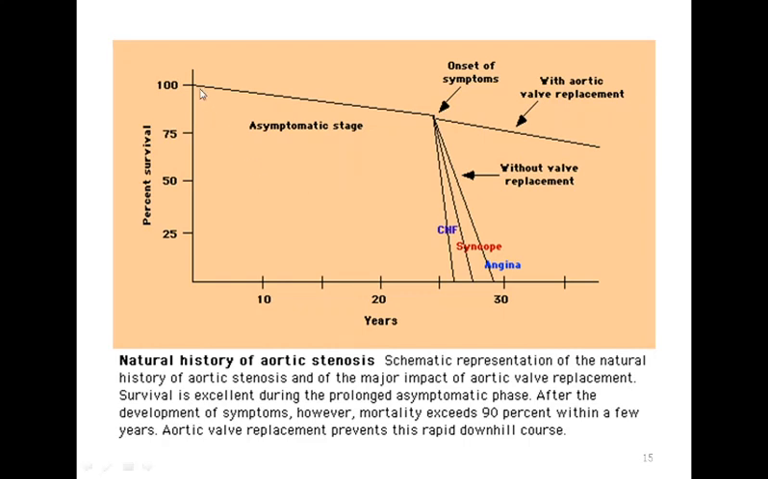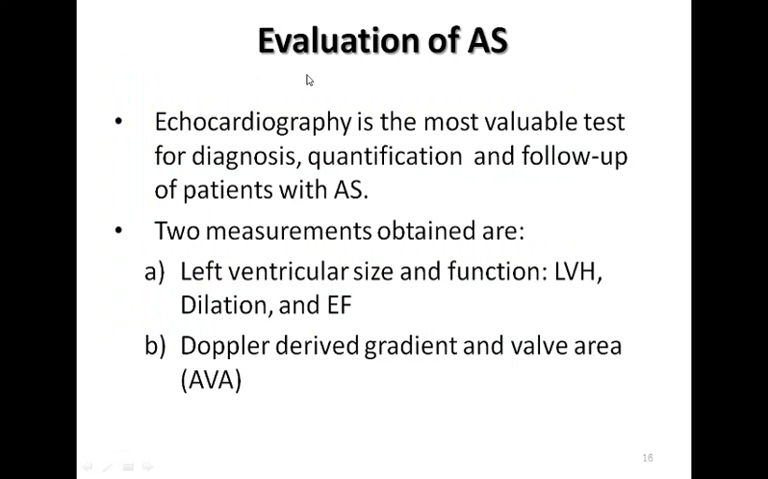What happens when the patient is asymptomatic during this period? When the patient starts to develop symptoms, there is a rapid deterioration of the clinical condition. And if you replace the valve, we can improve the survival of the patient. How to evaluate a patient with aortic stenosis? First the history and examination, then the echocardiogram is very useful. It's the most valuable test for diagnosis, quantification, and follow-up of a patient with aortic stenosis.